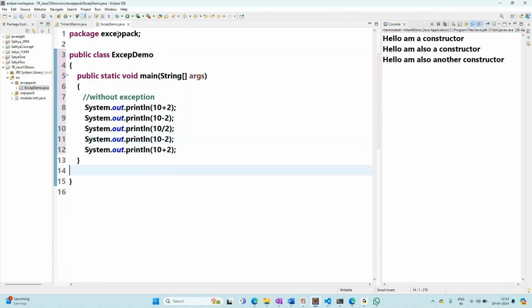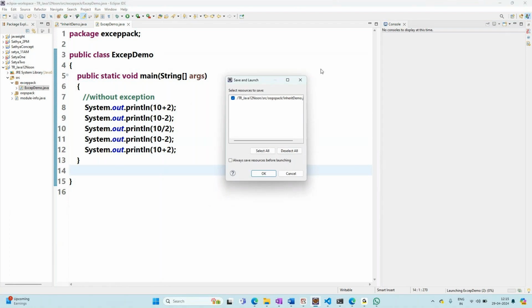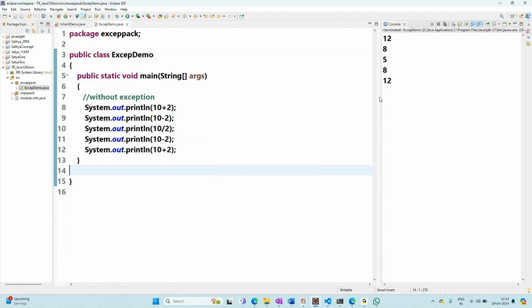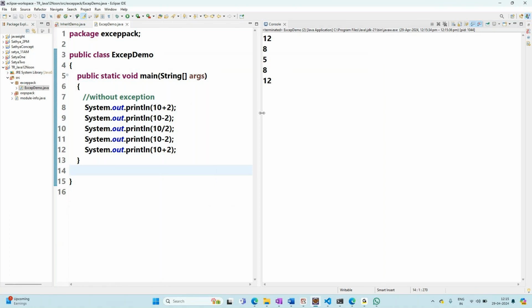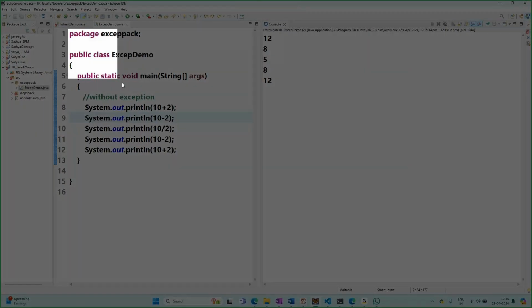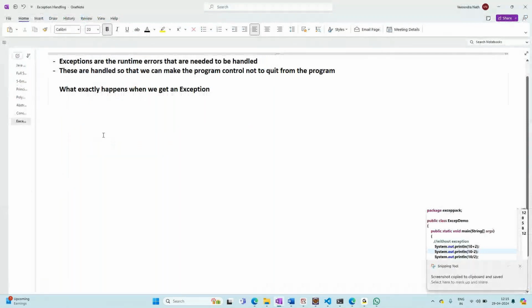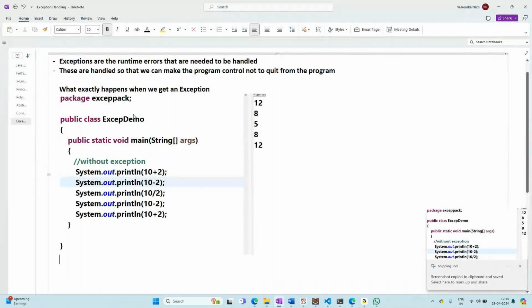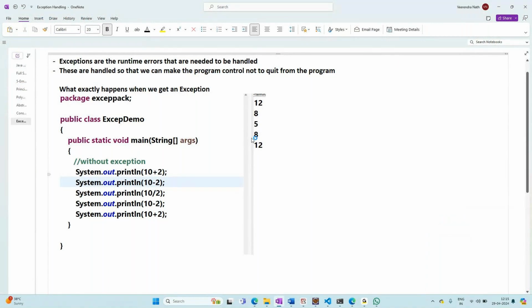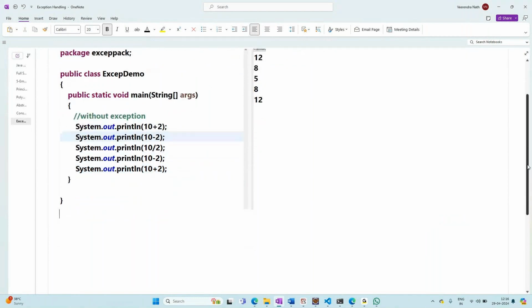Now, without exception, you will get the results. So what are the results that have come up here? The results are nothing but this: 10 plus 2 is 12, 10 minus 2 is 8, 10 divided by 2 is 5, 10 minus 2 is 8, 10 plus 2 is 12. In this way you are getting the results.